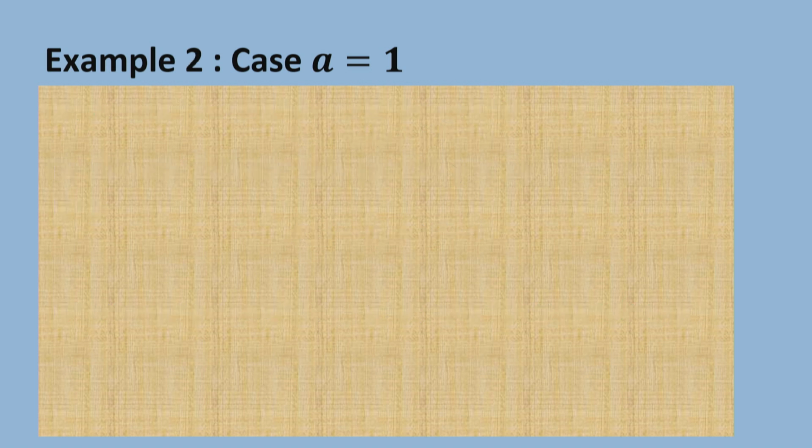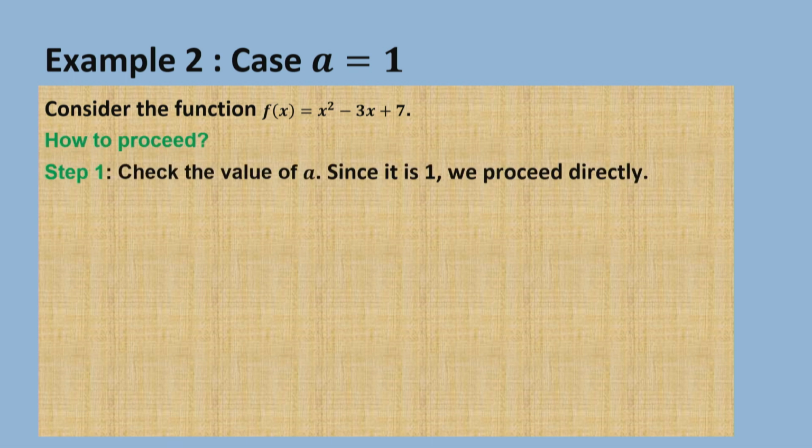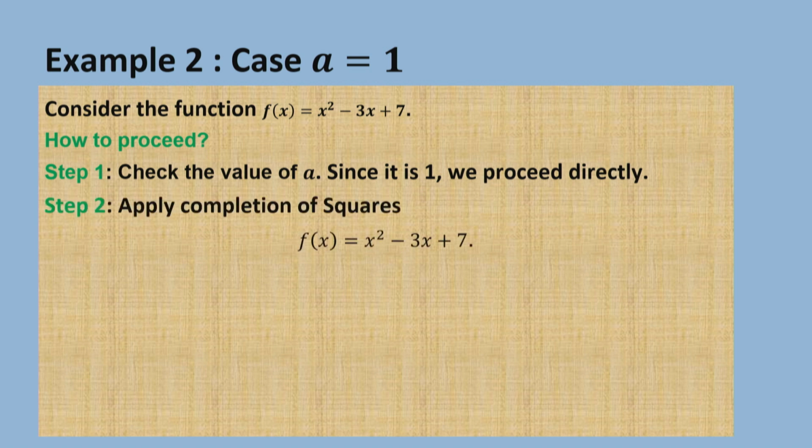We take another example. Now, consider this one. f of x equal to x squared minus 3x plus 7. Right. First step, you check the value of a. In our case, the value of a is 1, so we proceed directly. Now, how do we do to apply completion of square? Remember, since a equal to 1, we go directly, that is, we check the coefficient of x, that is minus 3, and we divide it by 2.